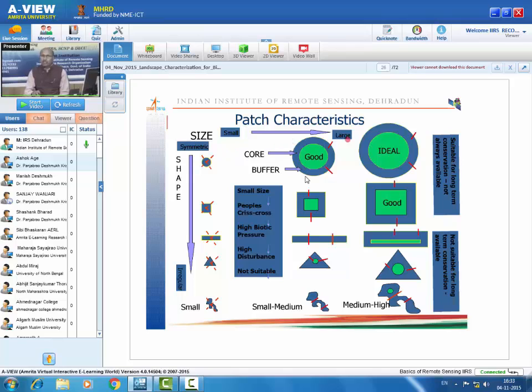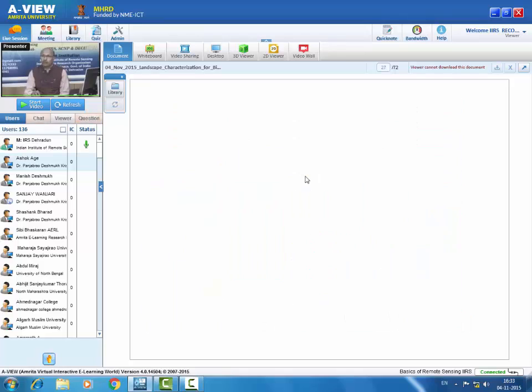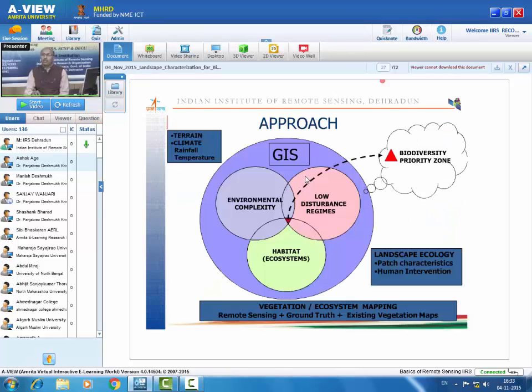So size is important. If you look at this one I have written as ideal, or let us say good, these are the big forest areas where you have a lot of core area, the green area, and then you have a buffer area. In the buffer area some kind of anthropogenic activities can be permitted, but in the green area, that is the core area, we should not allow this. So we can identify these areas with the help of remote sensing. We know the area, we can find out the distance traveled by villagers to fetch the resources.